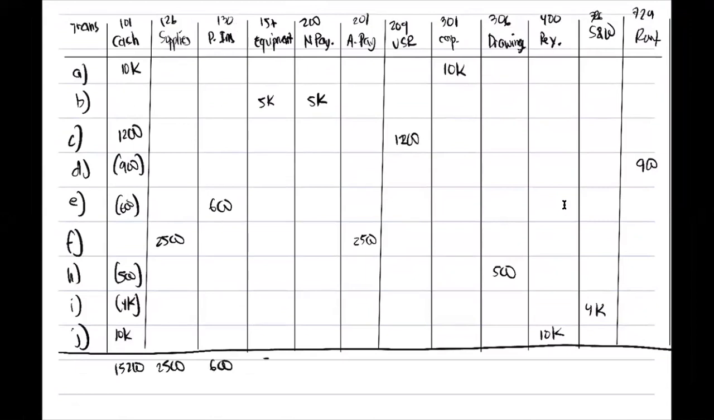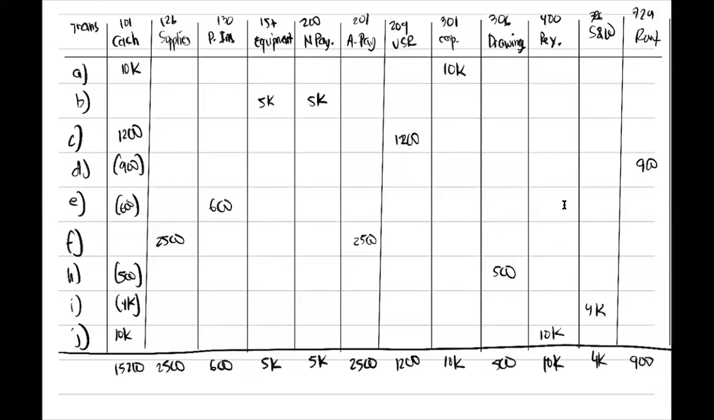Insurance is 600. Equipment is 5,000. Notes is 5,000. Accounts payable is 2,500. Unearned service revenue is 1,200. Capital is 10,000. Drawing is 500. Revenue is also 10,000. And then salaries and wages is 4,000. And then we have your rent of 900.